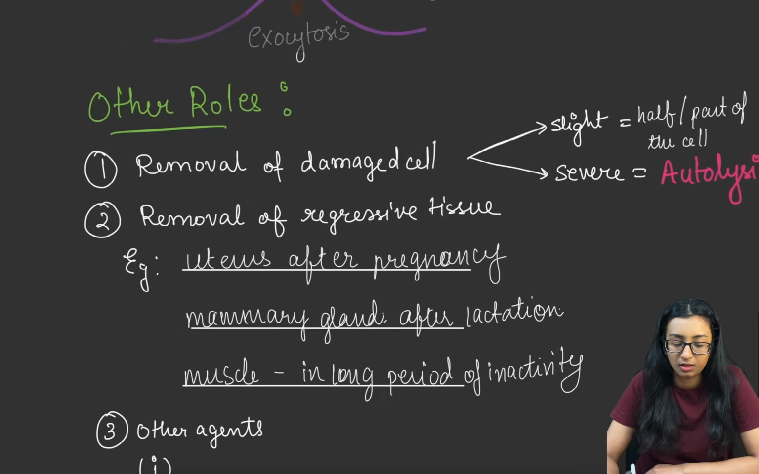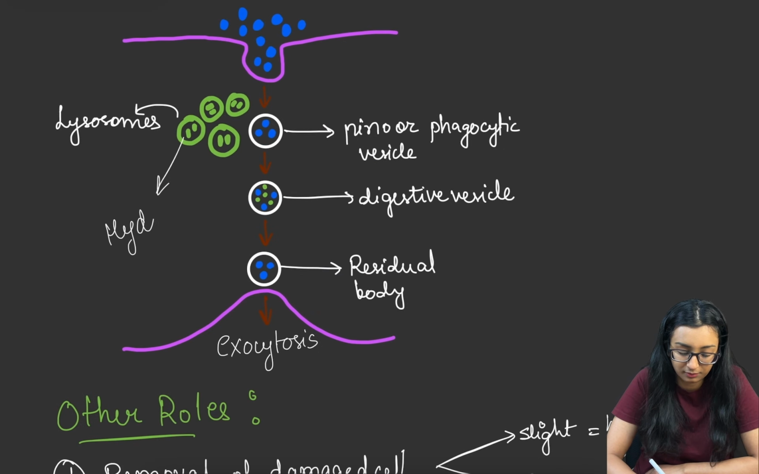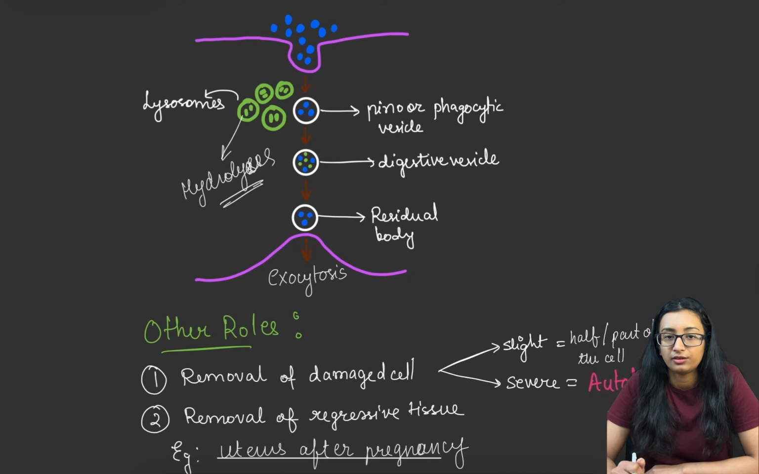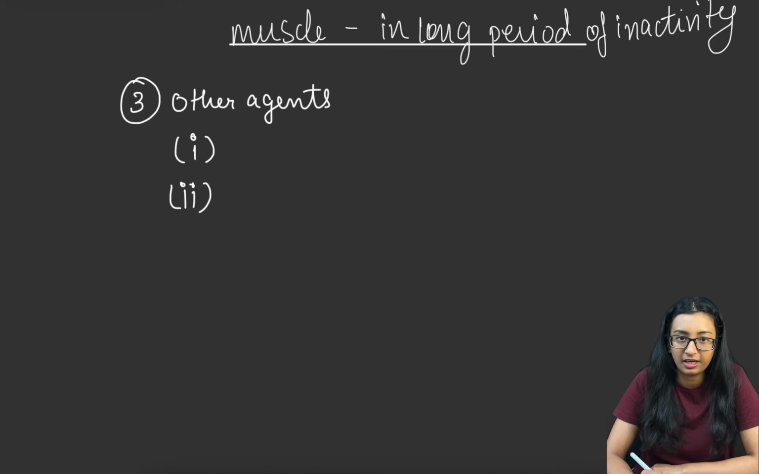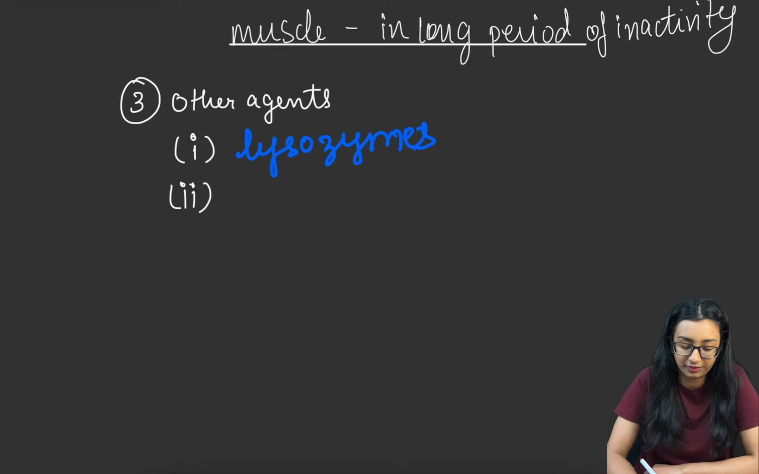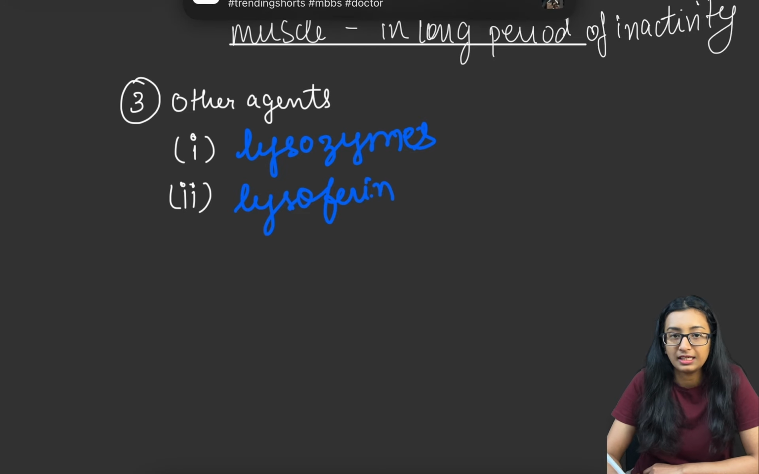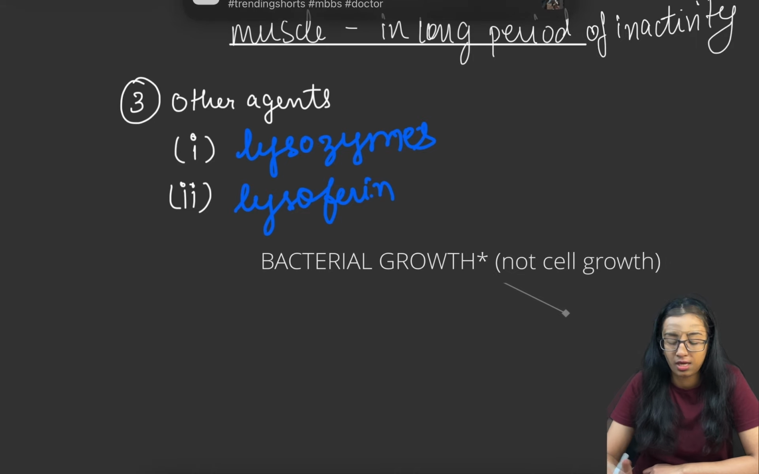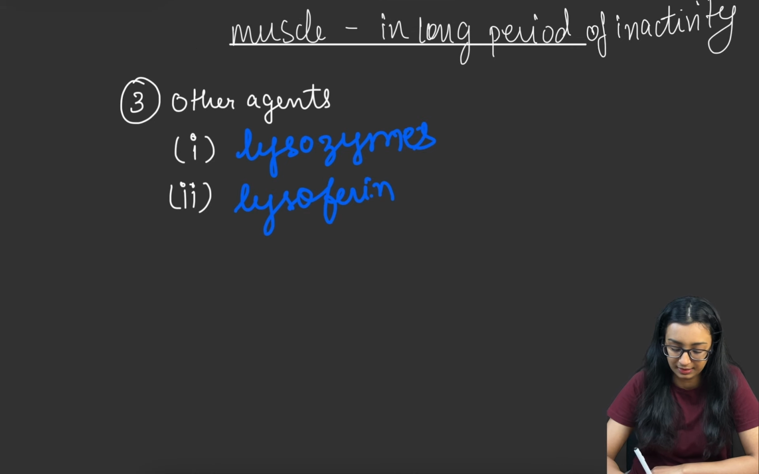In lysosomes, there are hydrolases present. These hydrolases are activated when the acidic pH is present, that is, an acidic pH of 5. Other agents present are lysozyme and lysoferrin. Lysoferrin binds to iron, which promotes cell growth, and lysozyme dissolves the bacterial cell.